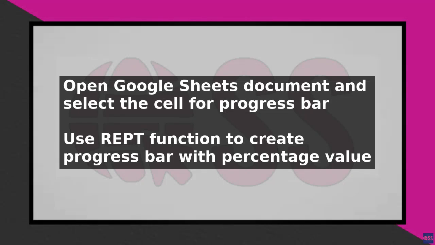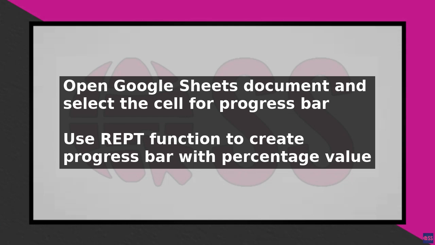To create and insert a progress bar in Google Sheets, start by opening your Google Sheets document and selecting the cell where you want to insert the progress bar. Progress bars are useful for visualizing the progress of a task or project, and they can be created using the REPT function in combination with conditional formatting.